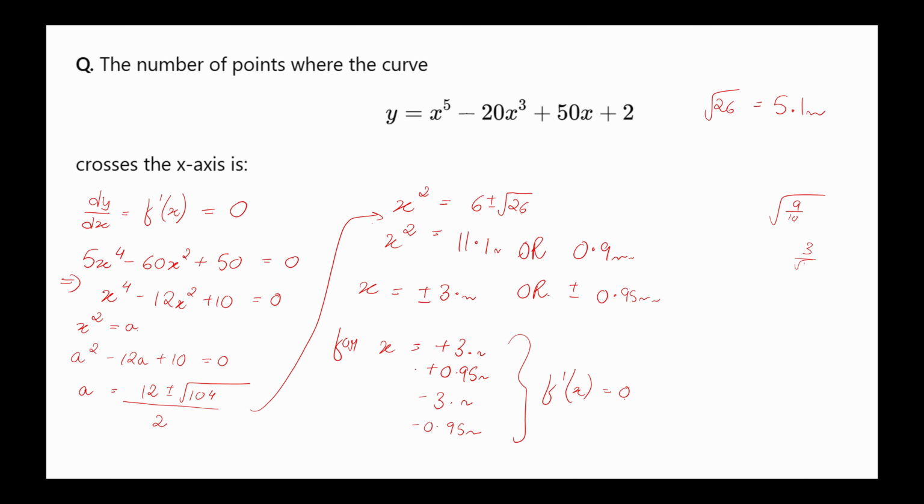That means now if I start drawing my curve, first I'll draw my x-axis, y-axis. I'll plot these points first of all. So first of all, I have a plus 3 point something. Then I have a plus 0.95. Then I have a minus 3 point something. Then I have a minus 0.95. So at these points, I know that my function would have local minima or local maxima. Now we do not know whether it is local minima or local maxima.